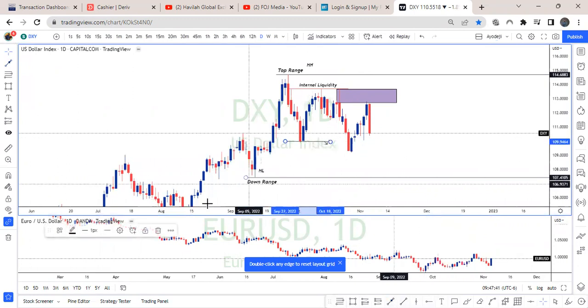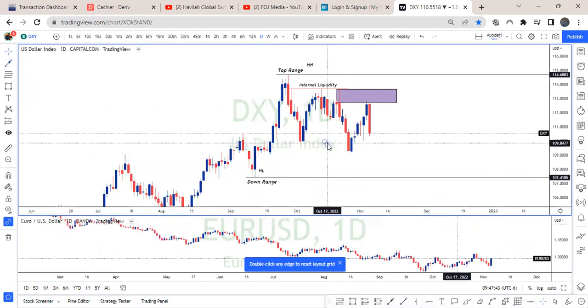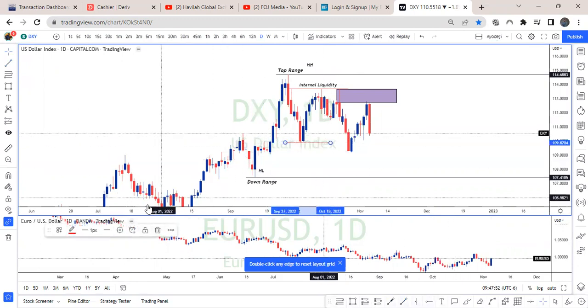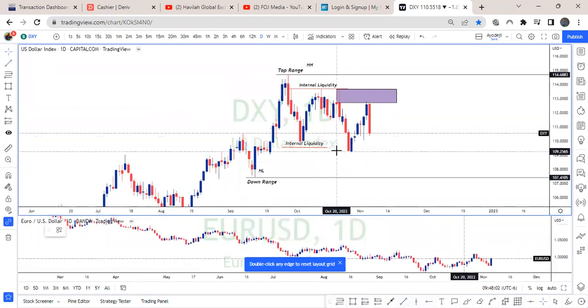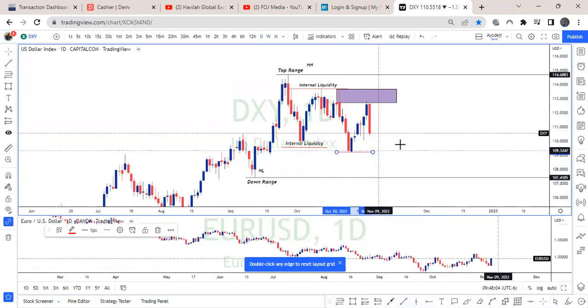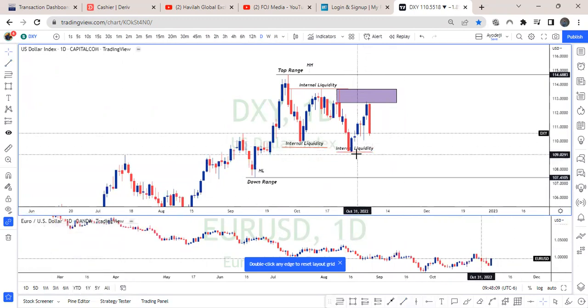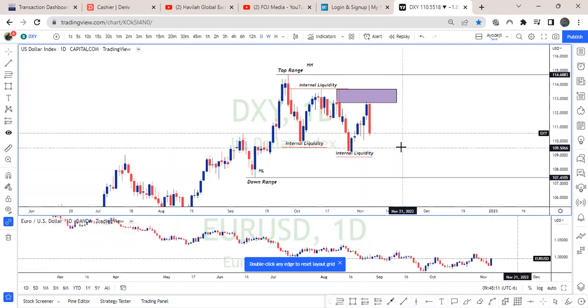Let me take out this R. So price took out this internal liquidity. So price is likely to also come and take out that internal liquidity, because this is an internal liquidity too.